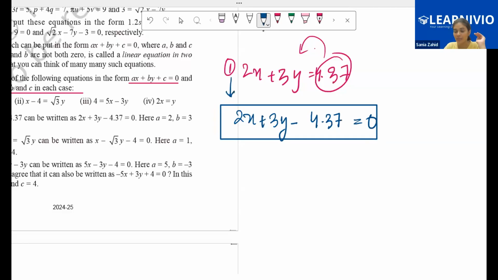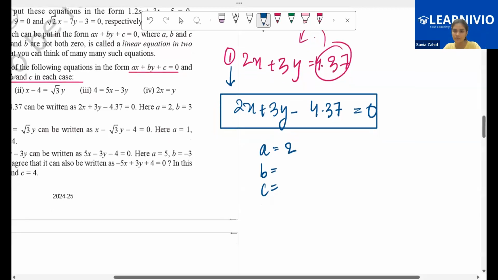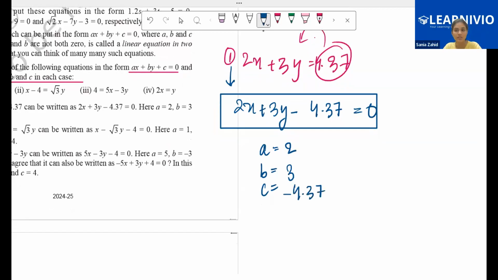Now what are the values of A, B and C? A is 2, okay. B is 3, and C is 4.37. No, C is minus 4.37. It has a minus sign also. We include the sign as well. Okay, remember this.